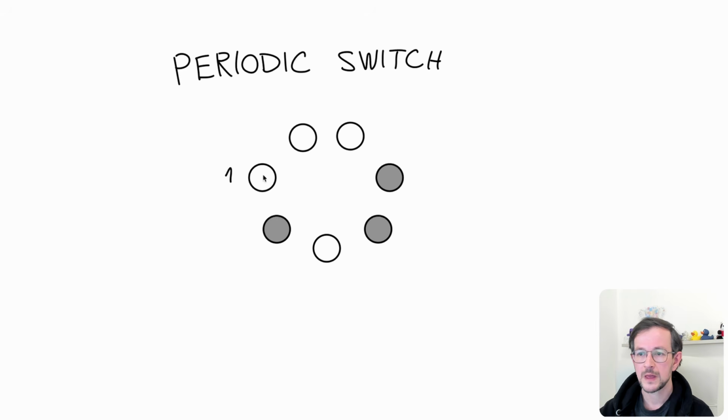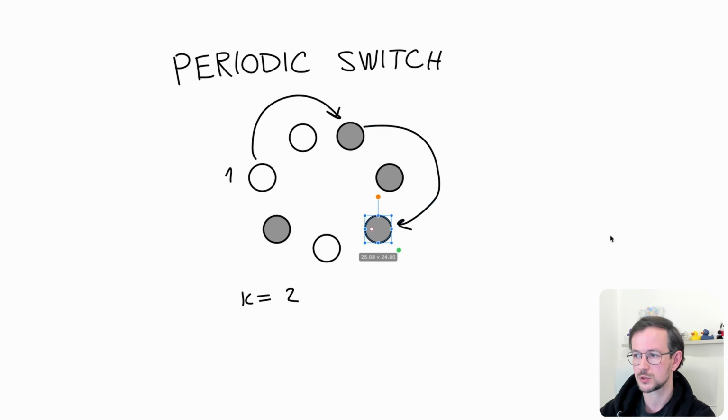Then you jump k positions along this circle. Let's say k, for example, equals 2. So we start from here, we jump here, and then we flip the state of this lamp. It is now on, so we make it off. Now continue from here. We jump to this lamp, and again this lamp is off, so we turn it on. And so on. So we continue moving.